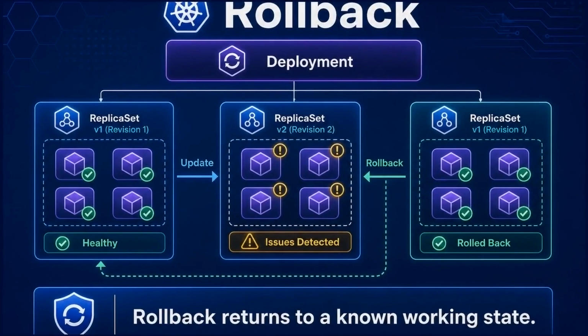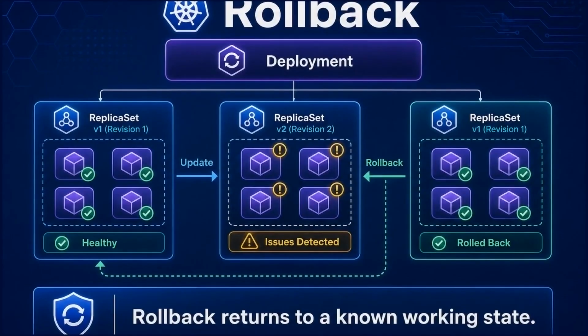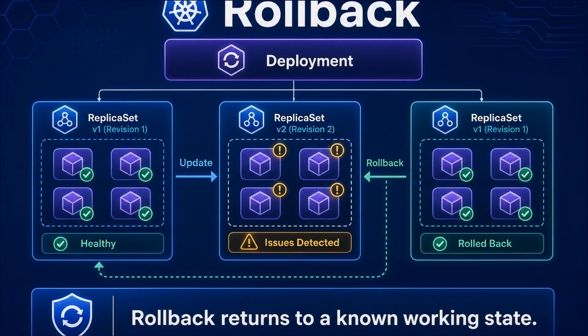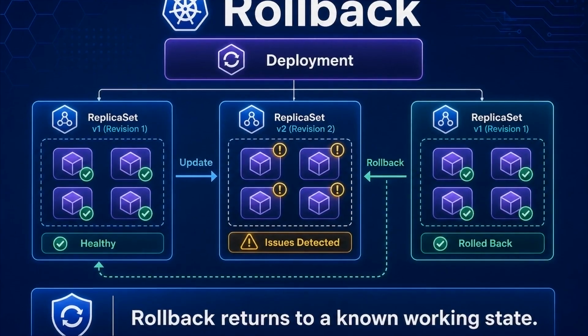And if the new rollout causes problems, a deployment can roll back to an earlier replica set revision. That is why rollback matters. It gives the team a quicker path back to a known working state.